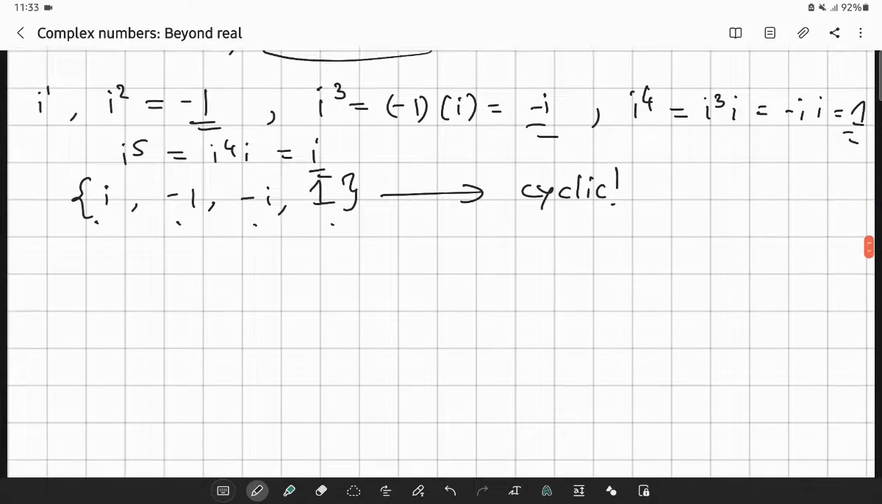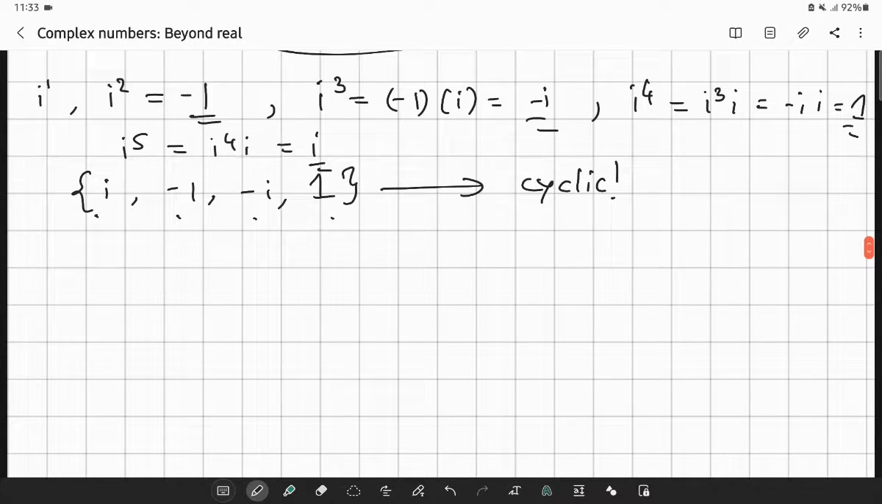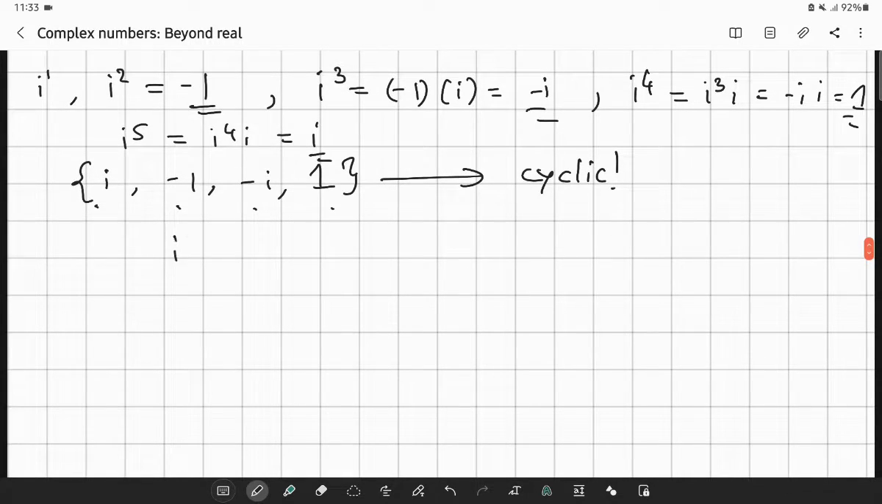For instance, I can give you an example here. Suppose I want to calculate i raised to 2022. I cannot just do i times i times i 2022 times. That will take me a really long time. So what I do is divide this by 4. Why is that? Because I know that i raised to 4 is 1.